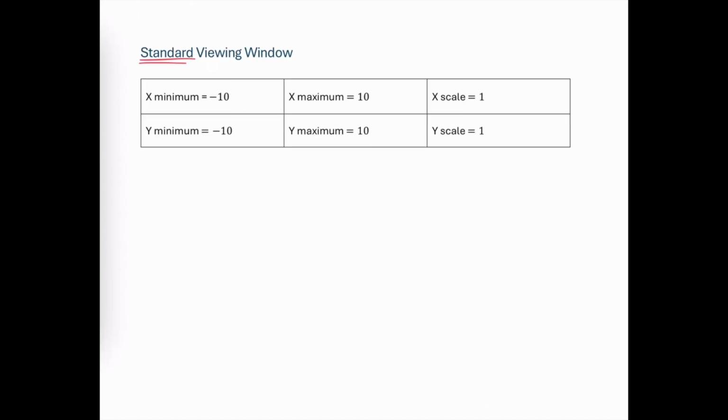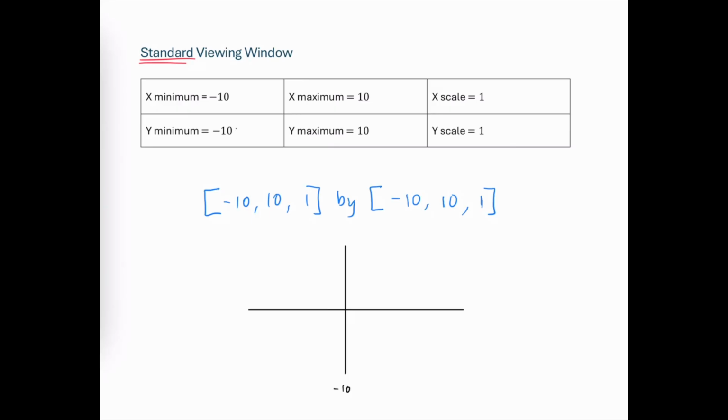The standard viewing window is one where the minimum x value is -10, the maximum x value is 10, and we have a scale of 1. The minimum y value is -10, the maximum y value is +10, and the scale in the direction of y is +1. This would give us a Cartesian plane where we are looking at -10 to 10 in the direction of y, -10 to 10 in the direction of x, and each one of these tick marks represents 1 unit.